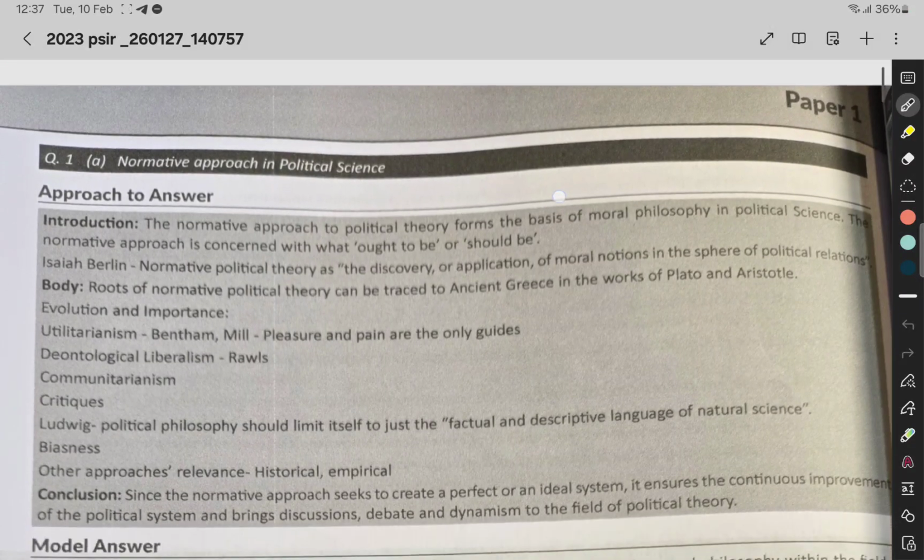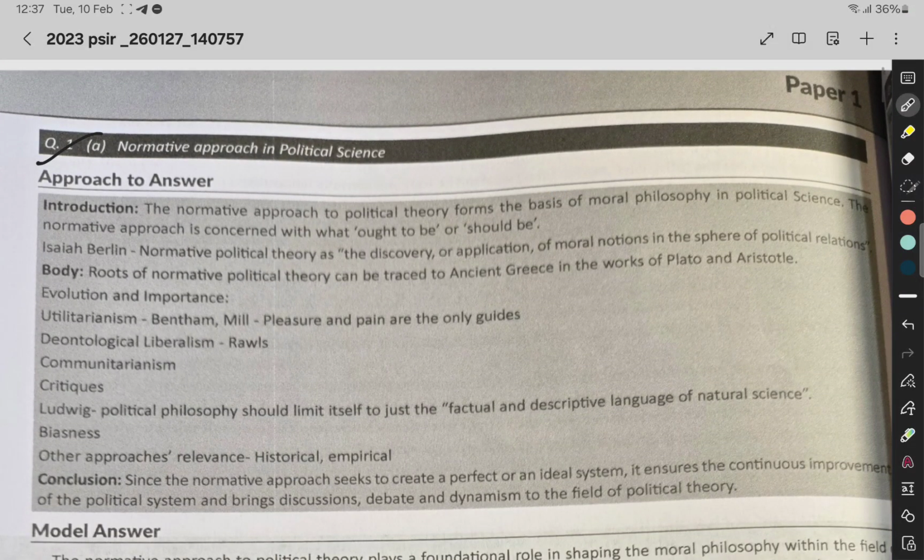2023 PSI optional paper. This is question 1A. Normative approach in political science.